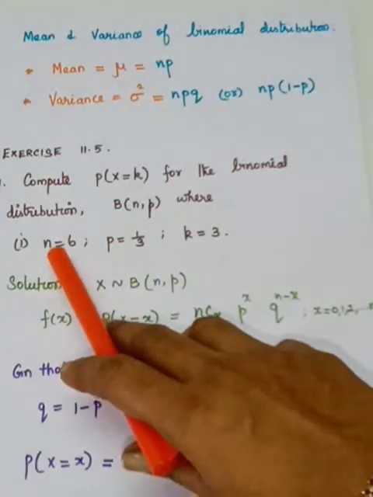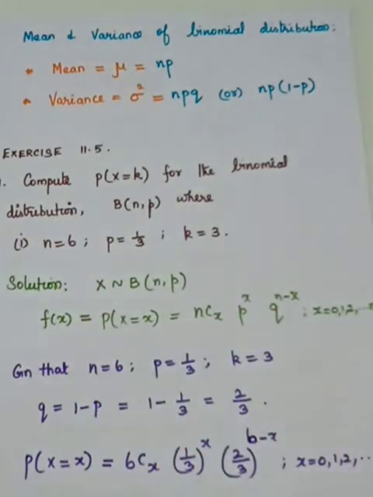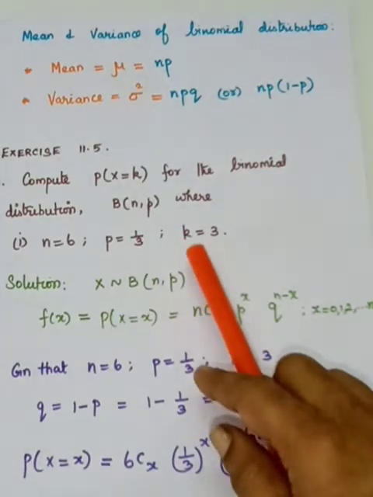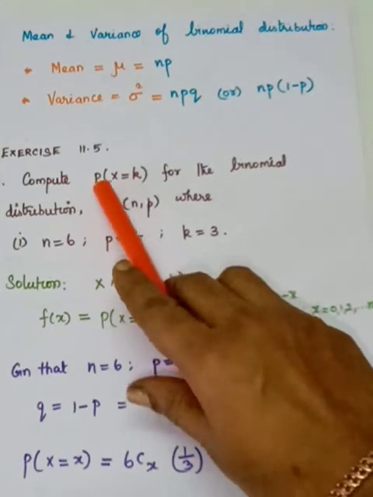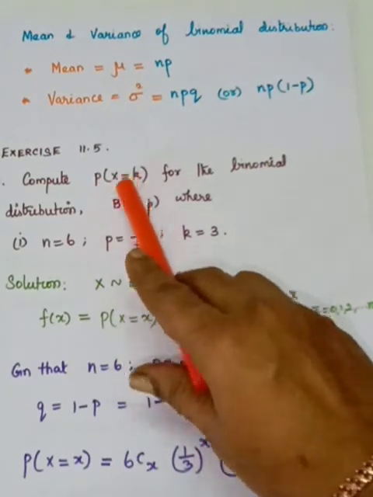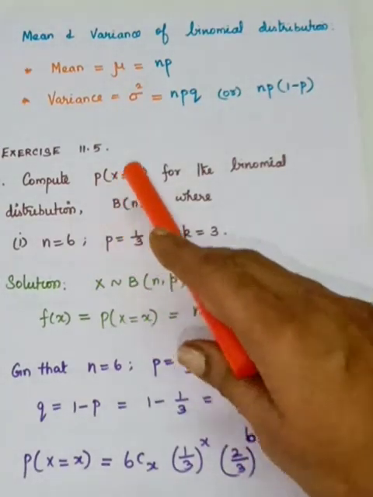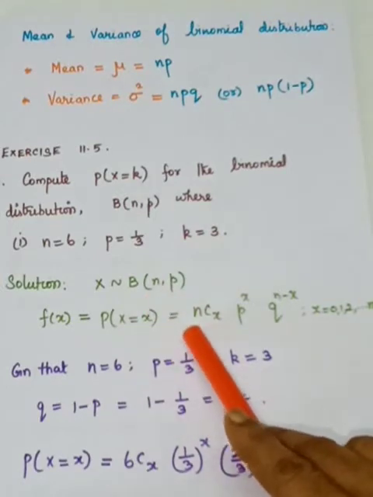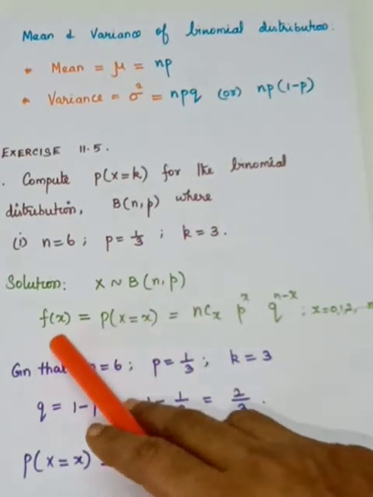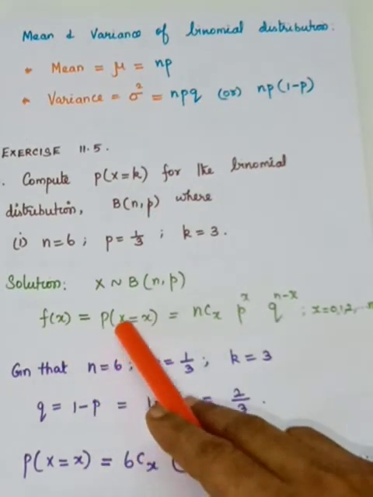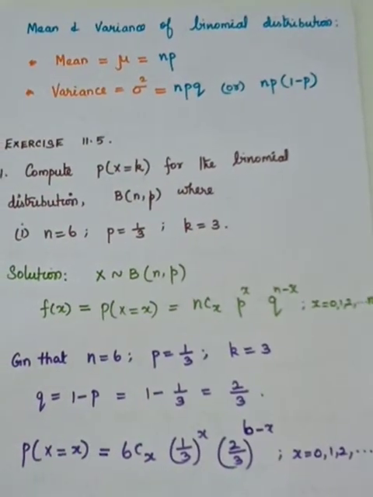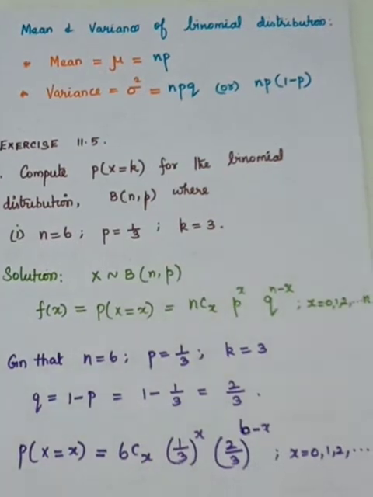In the first subdivision, n is equal to 6, so the trial is repeated 6 times, the probability is 1 by 3 for all the trials, and k is equal to 3. We have to find P of X is equal to k. Here it is mentioned that the random variable follows the binomial distribution, so you should know the probability mass function. It can be denoted as small f of x or probability of X is equal to x. The formula is nCx p power x q power n minus x, where x varies from 0, 1, 2, etc. up to n.